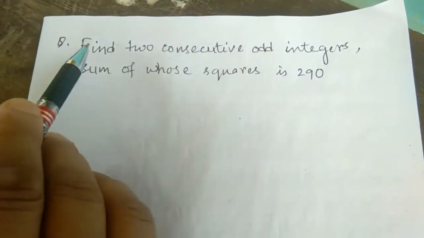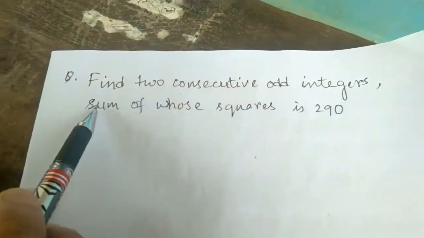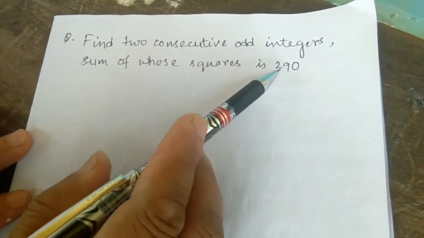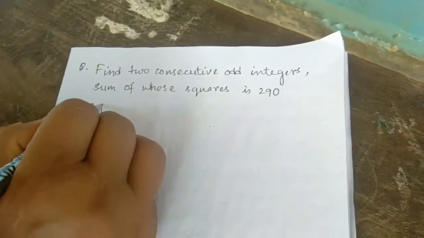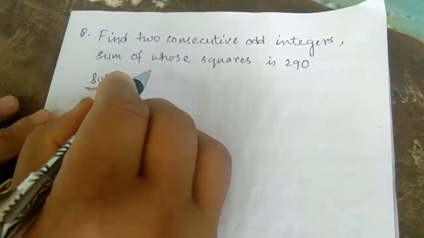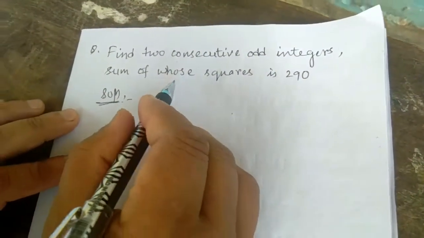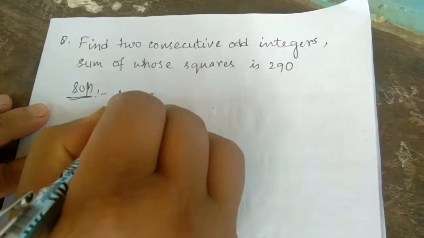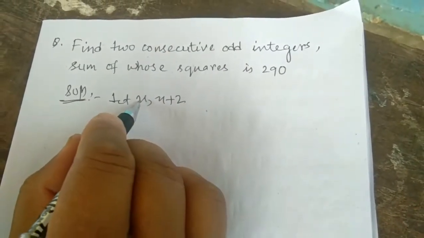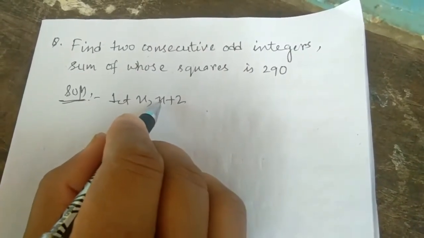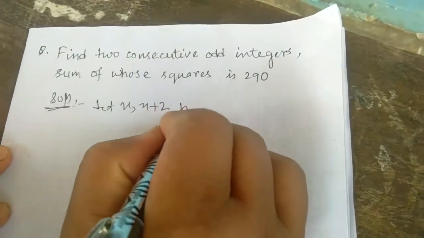First question: find two consecutive odd integers, the sum of whose squares is 290. All right, let me solve. Solution: two consecutive odd numbers are given, but we don't know what they are. So we take them like this: let x, x plus 2 be odd numbers. If you take x equal to 1, the other will be 1 plus 2, which becomes 3.